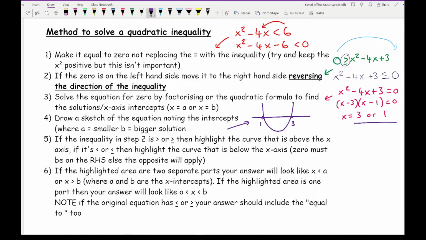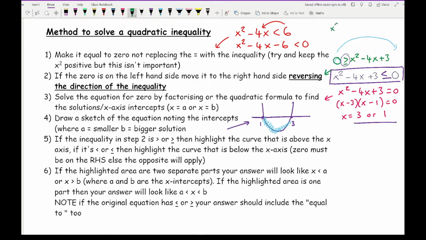So here, if I look at the original question, which is this, just rearranged with the 0 on the right hand side, you can see here that I've got a less than or equal to. Now, because I've got a less than or equal to, I want the bits that are below. So I'm going to shade in this region here because that is the bit that I want. If this equation was greater than, so that was going in the opposite direction.